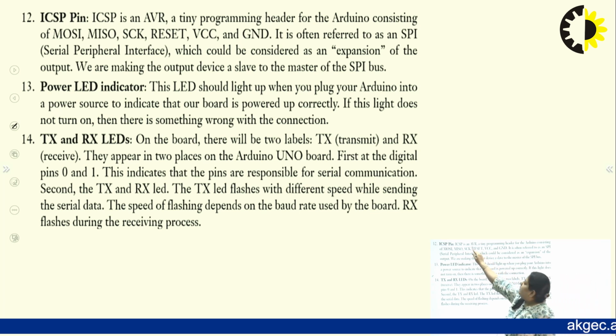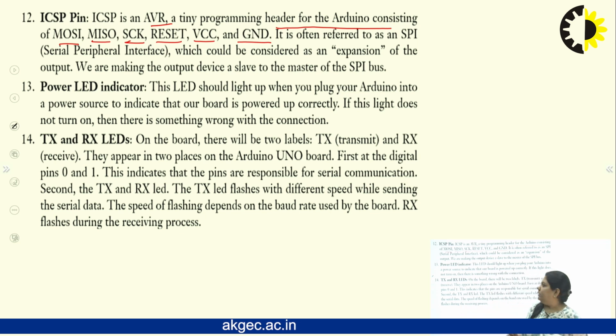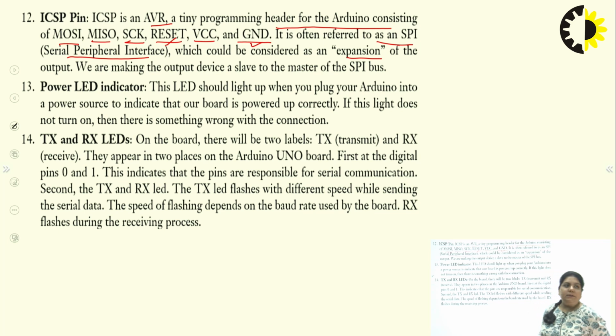The ICSP pin is an AVR tiny programming header for the Arduino, consisting of MOSI, MISO, SCK, reset, VCC and ground. So these are all the socket preparation things. That means for ground reference, for reset, for other peripheral devices we use SPI, serial peripheral interface, which could be considered as the expansion of the output. For expansion of our output, or making our output device a slave or master of the SPI bus, we use different programming headers for the working of this pin.